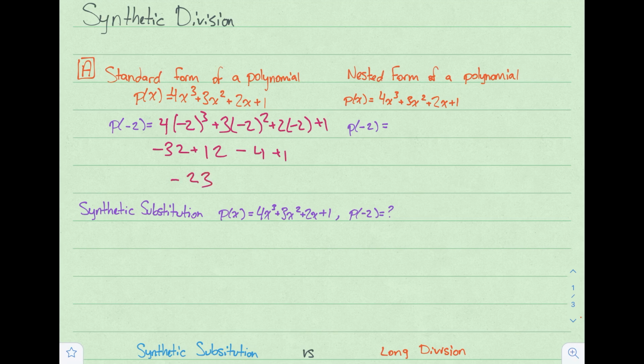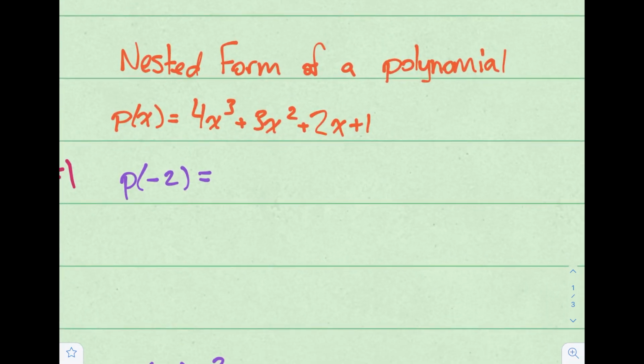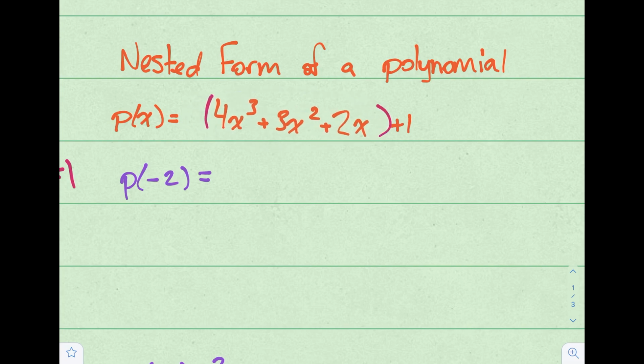Another way we can write the polynomial is called nested form. Written in nested form, a polynomial will involve just multiplication and addition, no exponents. So let's talk about how to build nested form. What I'm going to do is separate out the addition and factor. These three terms have a common factor of x. So that'll turn the 4x cubed into a 4x squared, the 3x squared into a 3x, and the 2x into a 2.